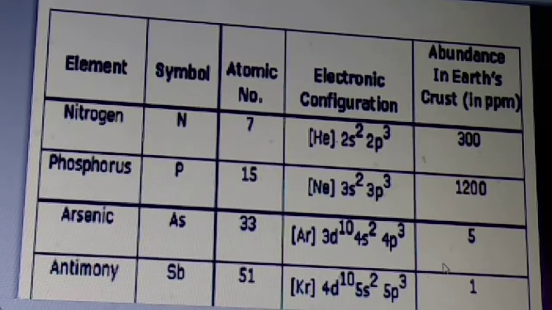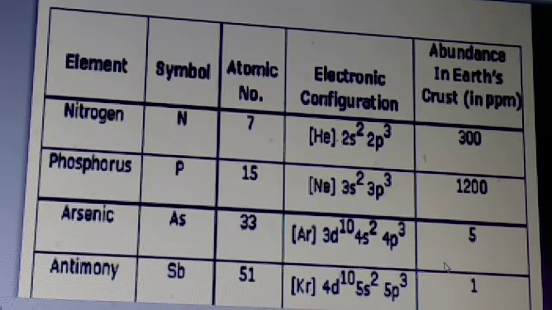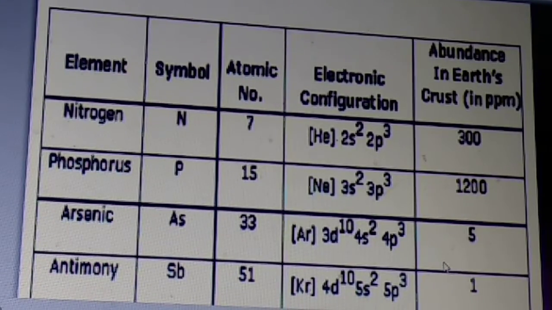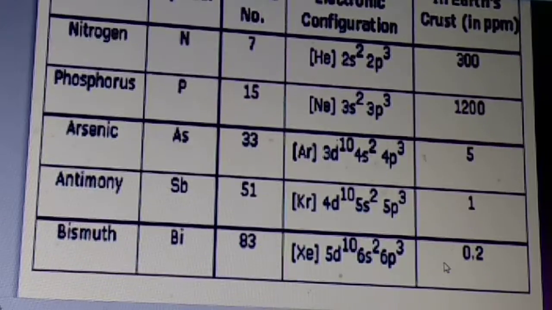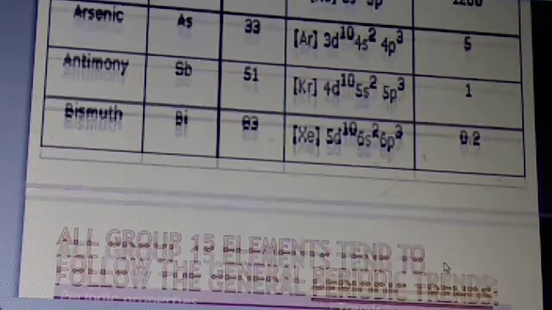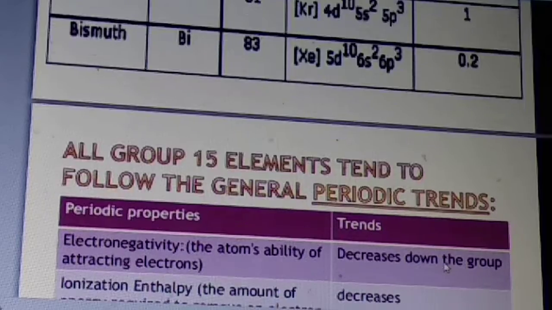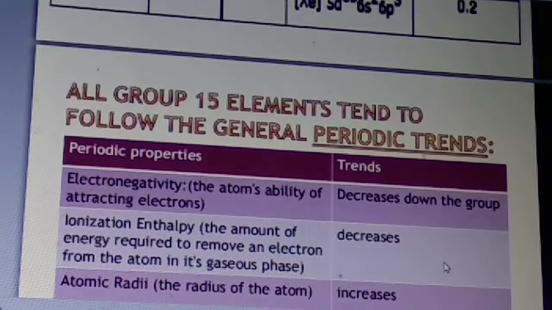So from this we can write the electronic configuration of nitrogen, phosphorus, arsenic, antimony and bismuth. What is the electronic configuration of bismuth, my dear children? There will be xenon 4f14, 5d10, 6s2 and 6p3.